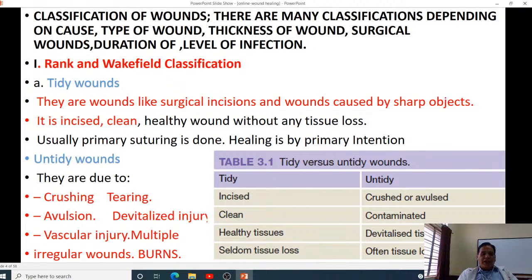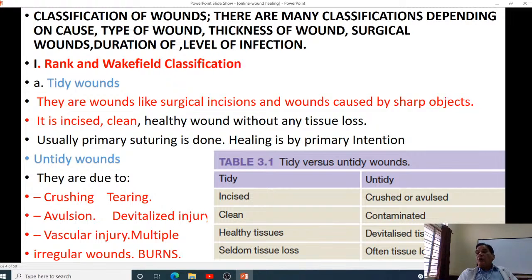So what is happening in a tidy wound? The treatment is very simple. It is primary suturing. And so what? Healing here is going to be by primary intention. We'll consider these intentions afterwards. As against that, we come across untidy wounds. And what are the untidy wounds?